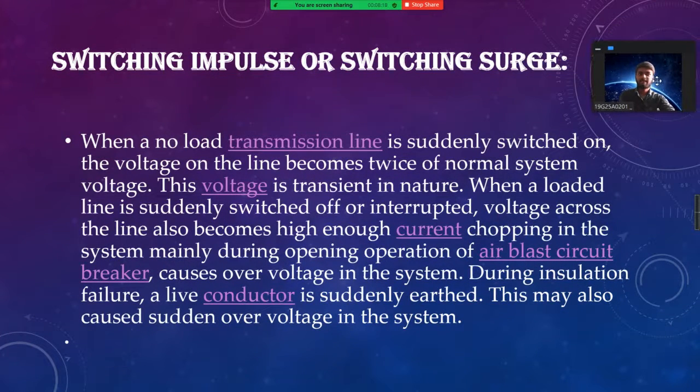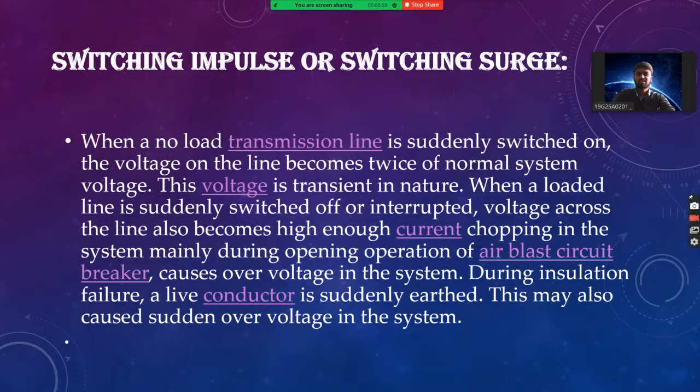Switching impulse or switching surge. A switching impulse or switching surge occurs when a no-load transmission line is suddenly switched on, and the voltage on the line becomes twice the normal system voltage. Whenever we suddenly switch on the supply of a no-load transmission line, the voltage of the high voltage system becomes abnormal. The voltage is transient in nature.